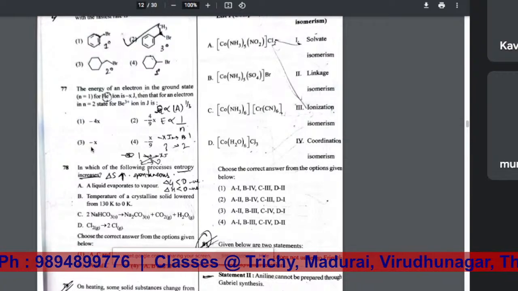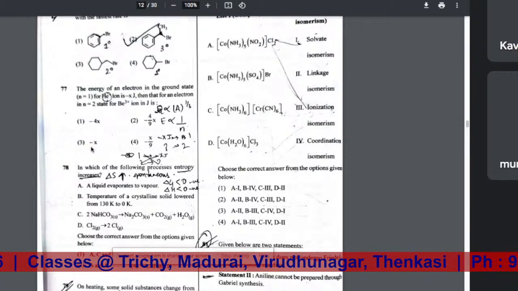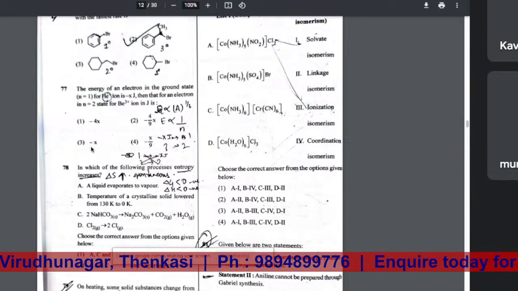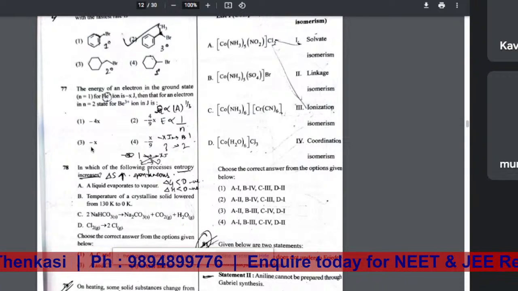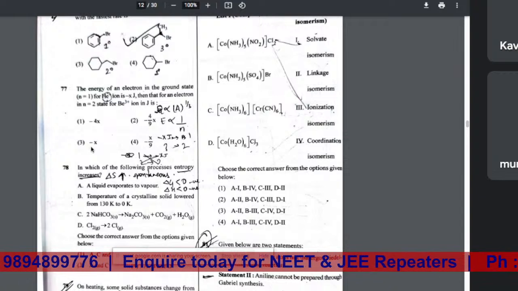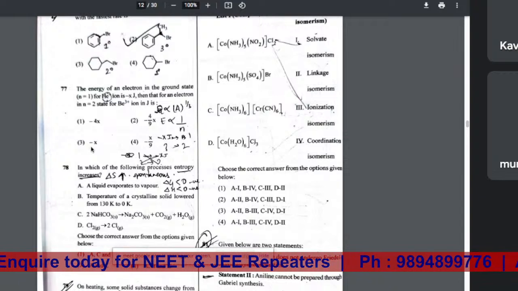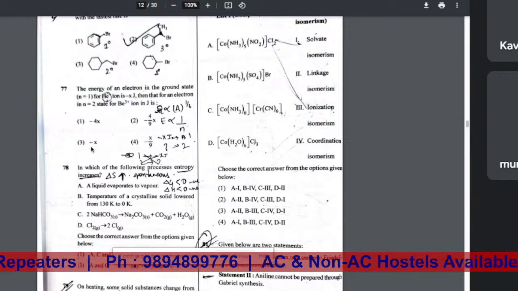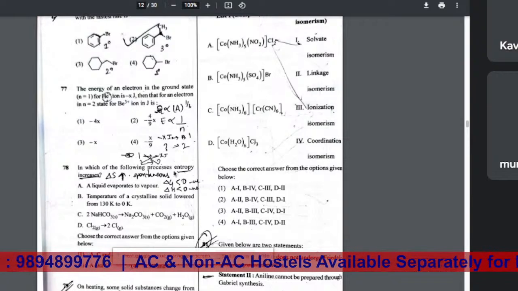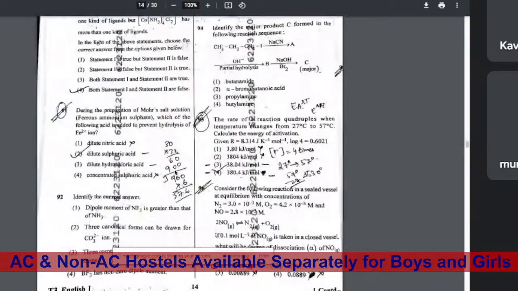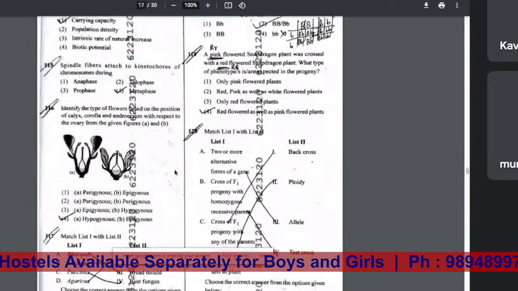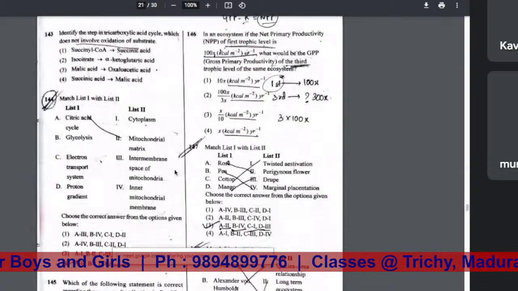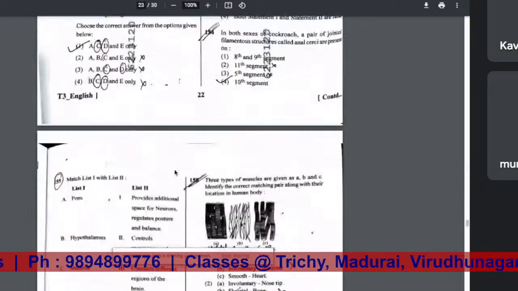Okay, now biology section. Hi students, over to question number 177 to 200. We're continuing the biology paper discussion. So moving on to the 176th question.